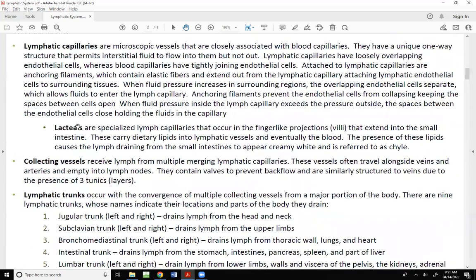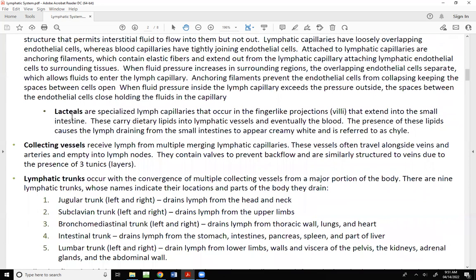Okay. Now, a specialized type of lymphatic capillary called a lacteal, or lacteals because there's many of them, occur in the finger-like projections, or what we call villi, which are in our small intestine. And these are what carry our dietary lipids. Okay, and then eventually that will drain back into the bloodstream, just like all the other lymph.